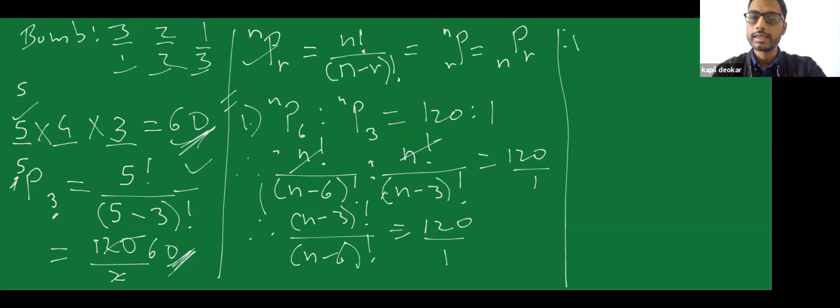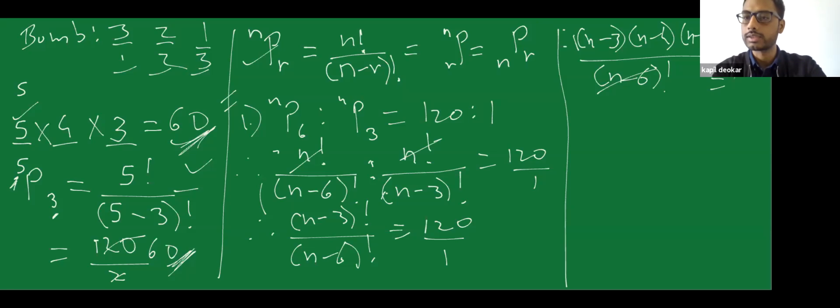So n minus 3 factorial and n minus 6 factorial, which one is bigger? n minus 3 is the bigger one, therefore I'll reduce n minus 3. So I'll have n minus 3, n minus 4, n minus 5, and then n minus 6. I'll reduce till n minus 6 factorial because I have n minus 6 in my denominator, and this is given as 120 is to 1. Now the multiplication of 3 terms is equal to 120. So which should be those 3 terms? 120 can be written as what? 3, 4, 5 is 60. 4, 5, 6. Okay. So 120 can be written as 6 into 5 into 4. 6 fives are 30, into 4, 120.